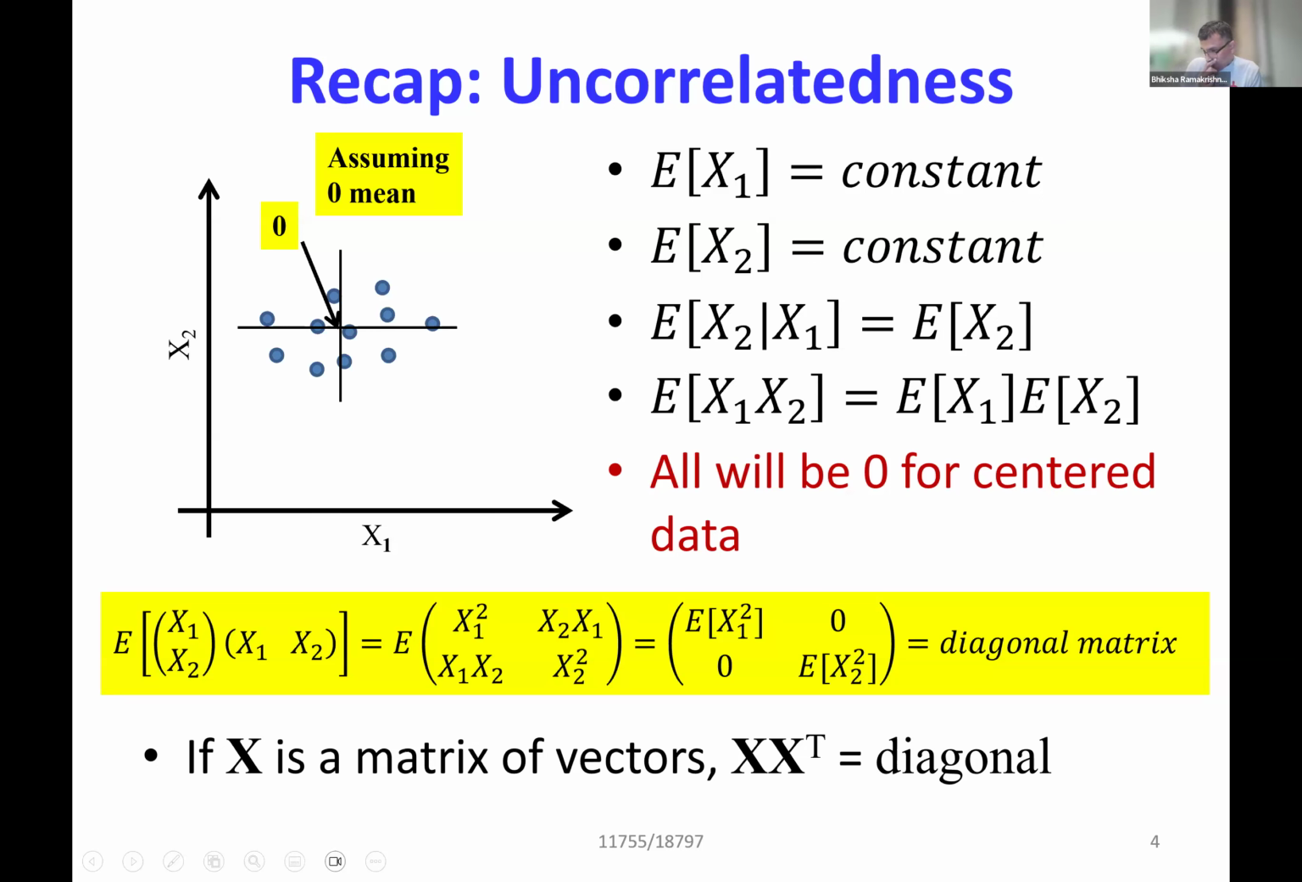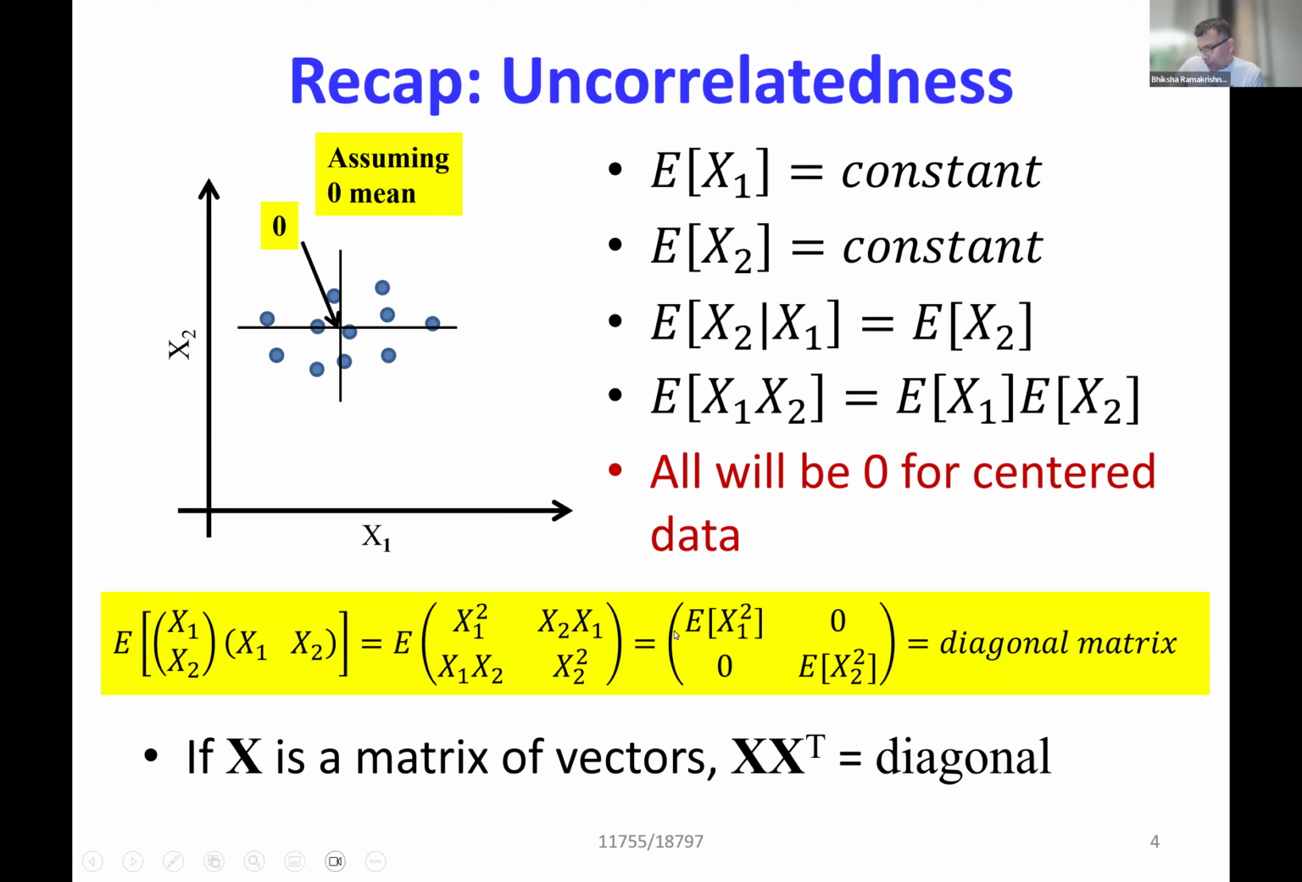Now, when we have multivariate data of this kind, I can write the whole thing in this manner. I could write x1 and x2 as a column vector. And so we can define the correlation matrix as the expected value of the outer product of the data vector and its transpose. And that's simply going to be the expected value of this matrix, where the diagonal elements are x1 squared and x2 squared, and the off-diagonal elements are x1 x2 and x2 x1.